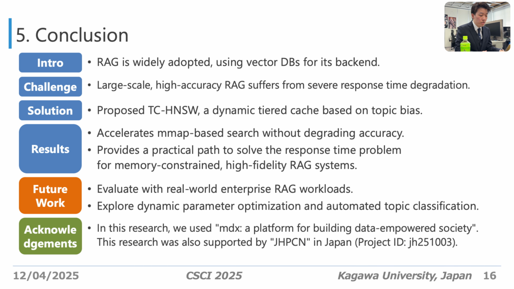I will conclude my presentation. As background, RAG uses vector databases, but large-scale search suffers from slow response times. To solve this, we propose TC-HNSW, a dynamic tiered cache based on topic bias. The result shows that it accelerates search without degrading accuracy. It provides a practical path for memory-constrained RAG systems. For future work, we plan to explore dynamic parameter optimization and automated topic classification.